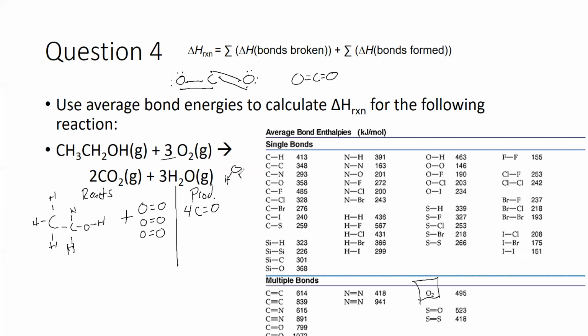And then H2O looks like that, so it's single bonds. I have 3 of those, so that's 6 oxygen hydrogen single bonds. So there is our list. So we have 5 carbon hydrogen single bonds, 1 carbon carbon single bond, 1 carbon oxygen single bond, 1 oxygen hydrogen single bond, 3 oxygen oxygen double bonds, and there's our product side.